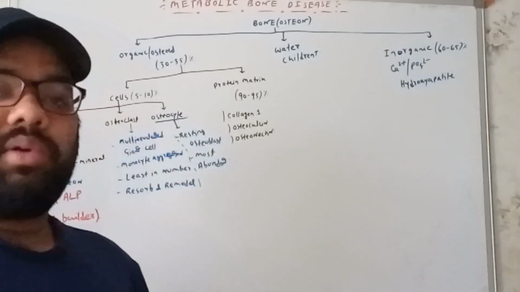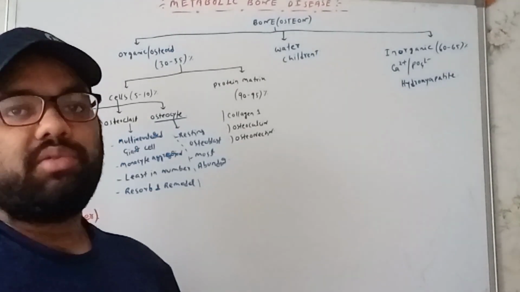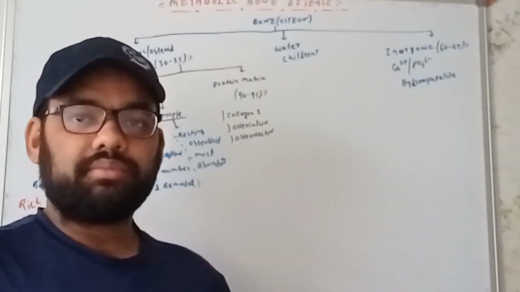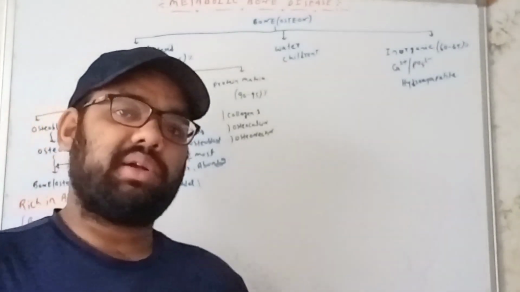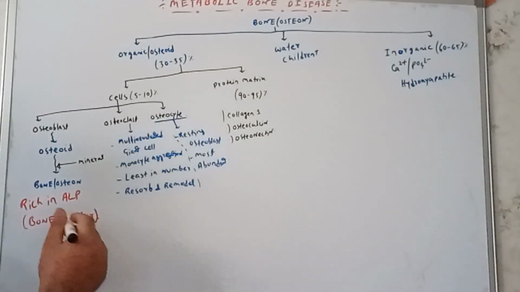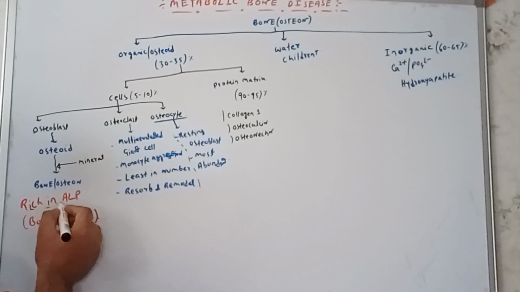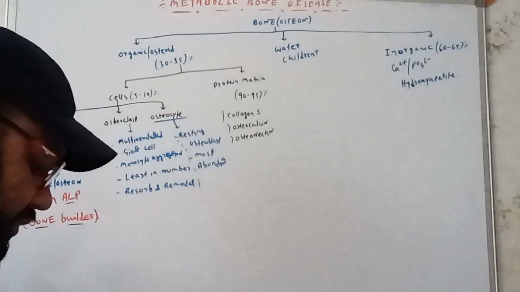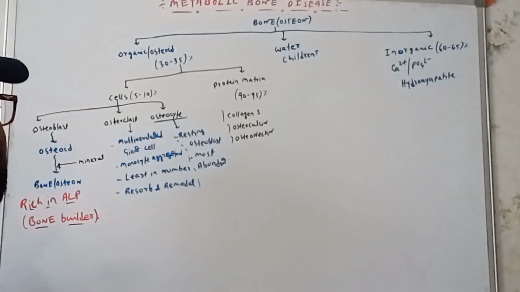And for bone formation, as you know, there is the requirement of one kind of enzyme. That is nothing but what? Alkaline phosphatase. So that's why I have written over here that the osteoblast, rich in alkaline phosphatase, is the bone builder.